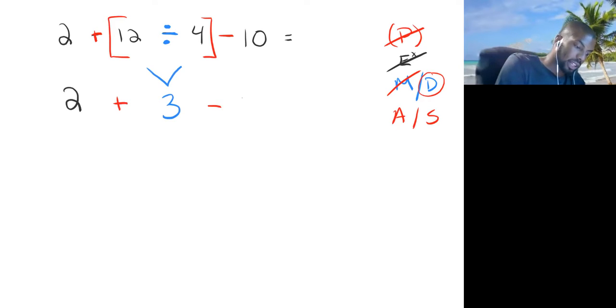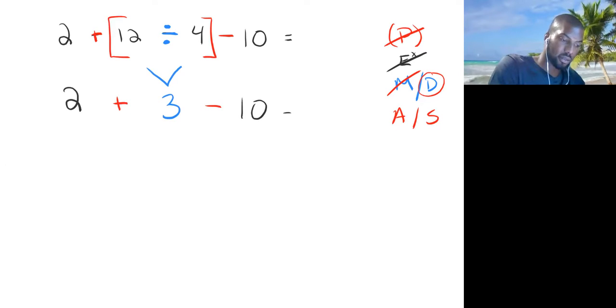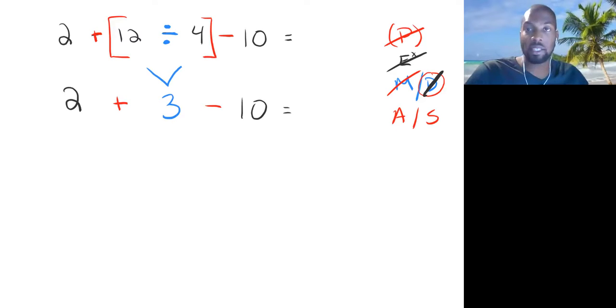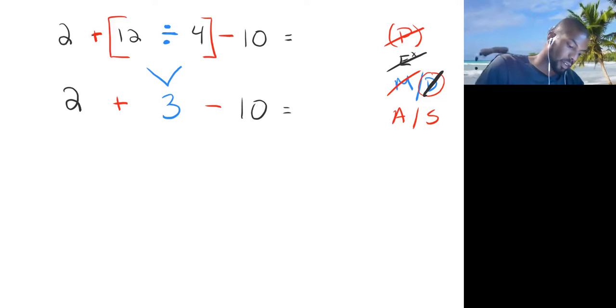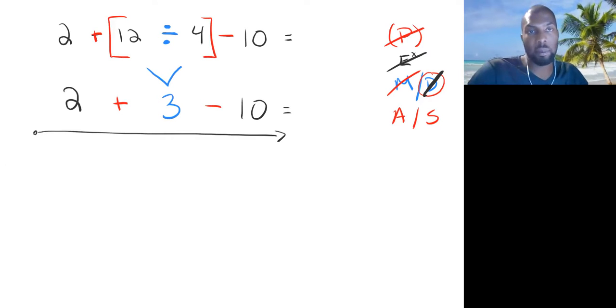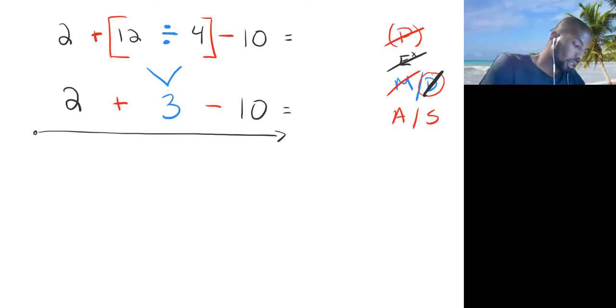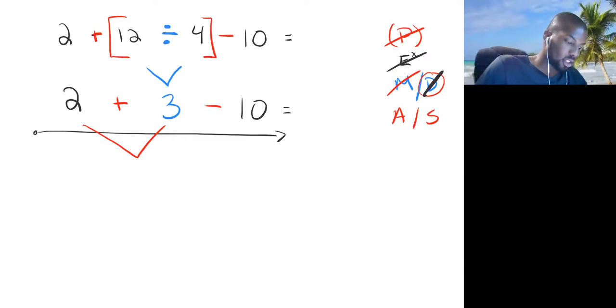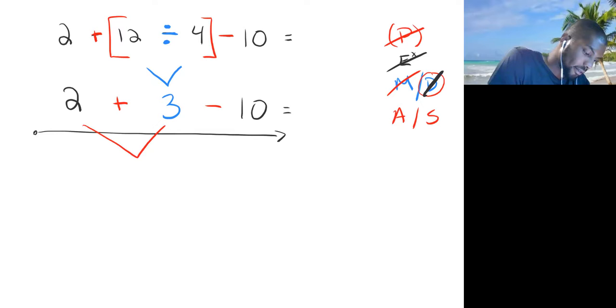Okay, so now I've taken care of my division. My next step is, do I have either addition or subtraction? Well, I have both. So how do I know which one to do first? Well, remember, you start from the left and then you move right, okay? So whichever one comes first when you're moving from left to right. And what comes first? Well, it's the addition. So it's 2 plus 3, and 2 plus 3 is 5.